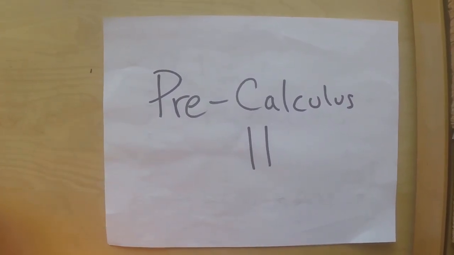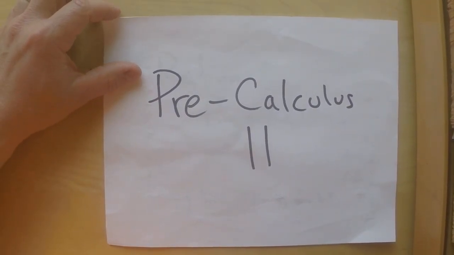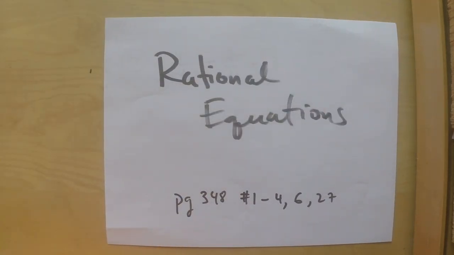Hello, Pre-Calc 11. We're going to be looking at rational equations today. Here we go. Rational equations. Page 348, numbers 1 to 4, 6, and 27.